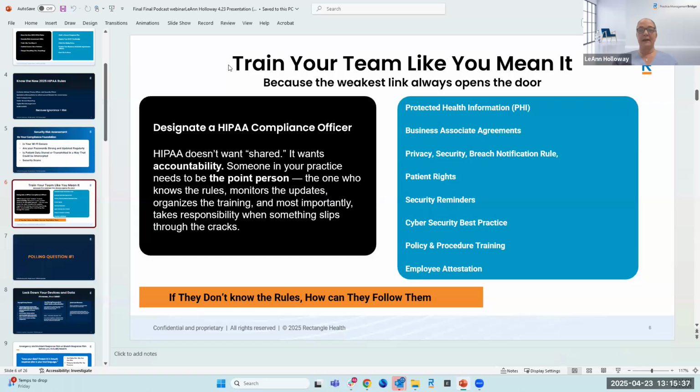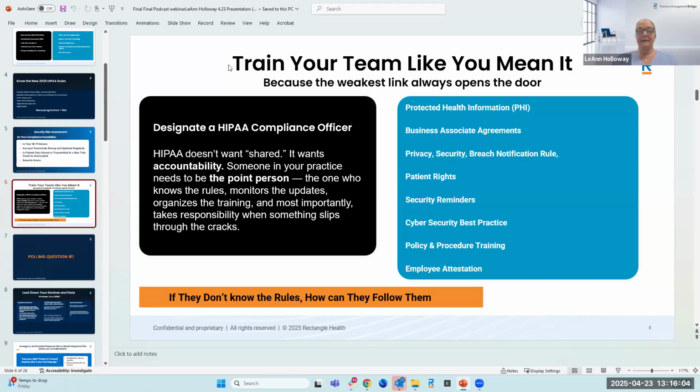So if you don't clearly have a person assigned and trained, the government considers that a red flag, okay? It's like trying to steer a ship in a storm with no captain. So make sure you have the captain of your office. Now, all right, now that you have your compliance officer, what about your staff?